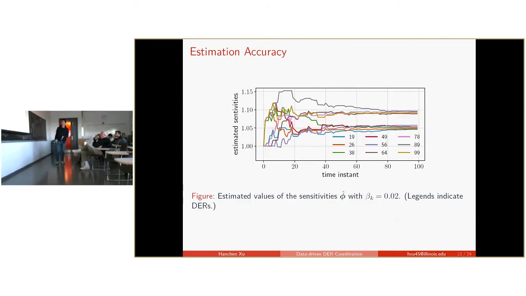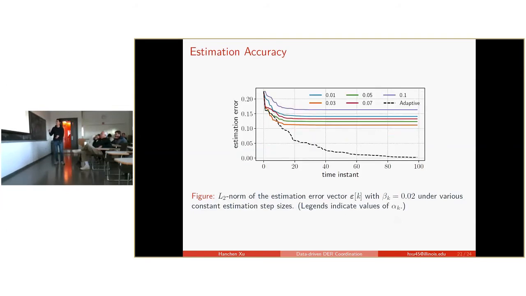And this is as measured on accuracy. As in the beginning, I initialized everything to be one, and then they will just jump around and eventually converge to their true values. And I also compared the impact of the step sizes in the estimation step. The black dotted line is the one with the proposed step size, and the others are the constant step sizes, which is very intuitive.